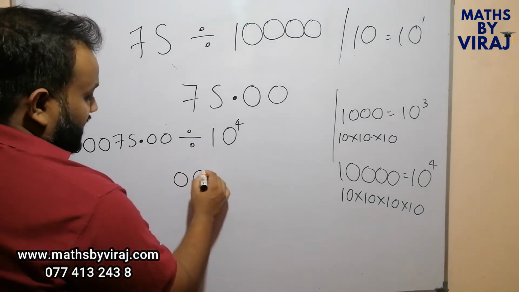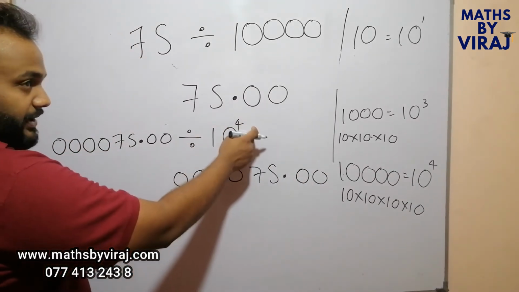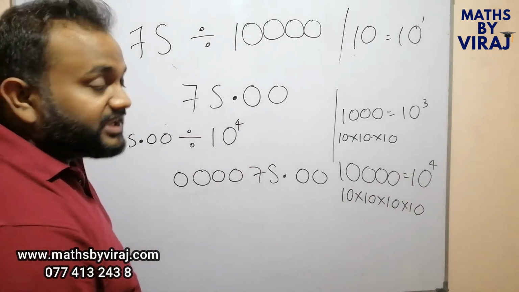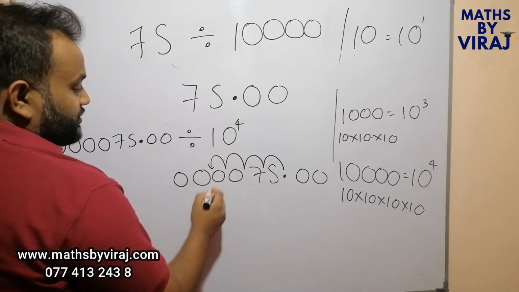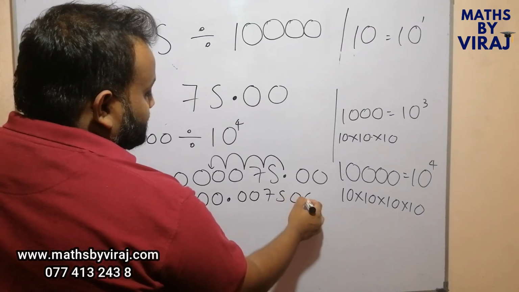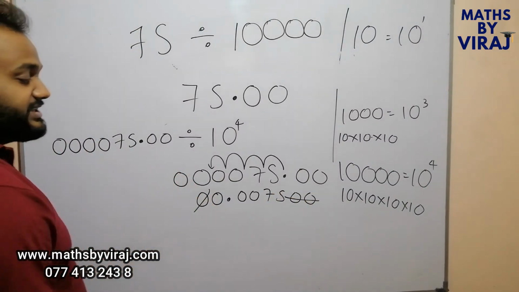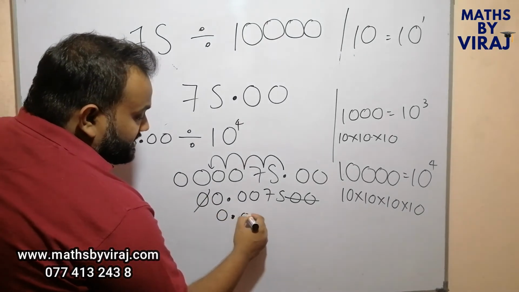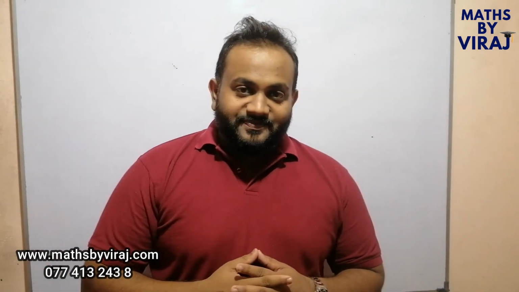Now let's look at the final answer. It is to be divided by 10 to the power 4. Therefore, the decimal point is going to jump 4 times, and towards the left. 1, 2, 3, 4. So what is the final answer, children? 0.007500. Actually, zeros at the end do not count, and having two zeros in front, we do not usually write like that. Therefore, the final answer is 0.0075. Children, I hope you understood today's lesson.